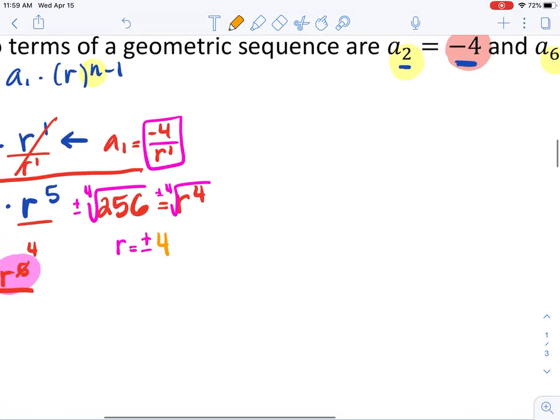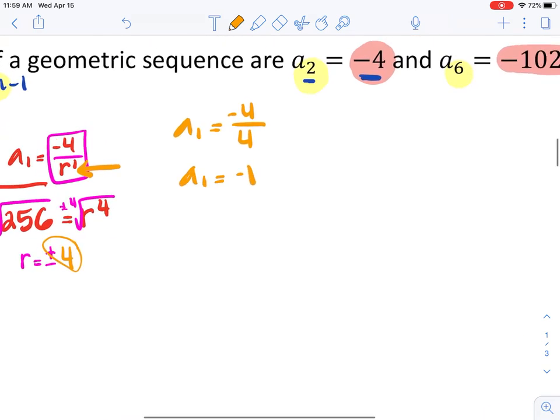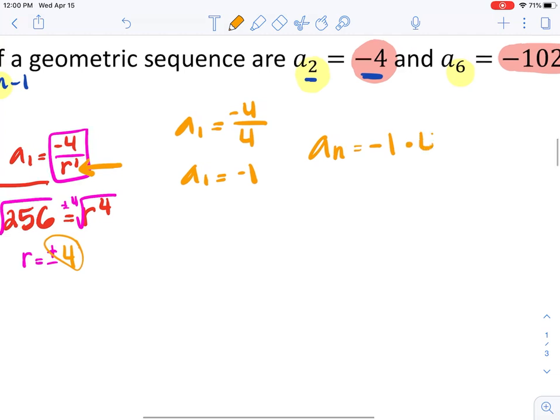Okay, so now I know that r is 4. So I can solve for a sub 1. A sub 1 is equal to negative 4 over, I'll do positive 4 first, and I get a sub 1 is equal to negative 1. So I'm actually going to get 2 equations here. My first equation is a sub n is equal to a sub 1, which is negative 1, times r, which was positive 4, to the n minus 1 power.